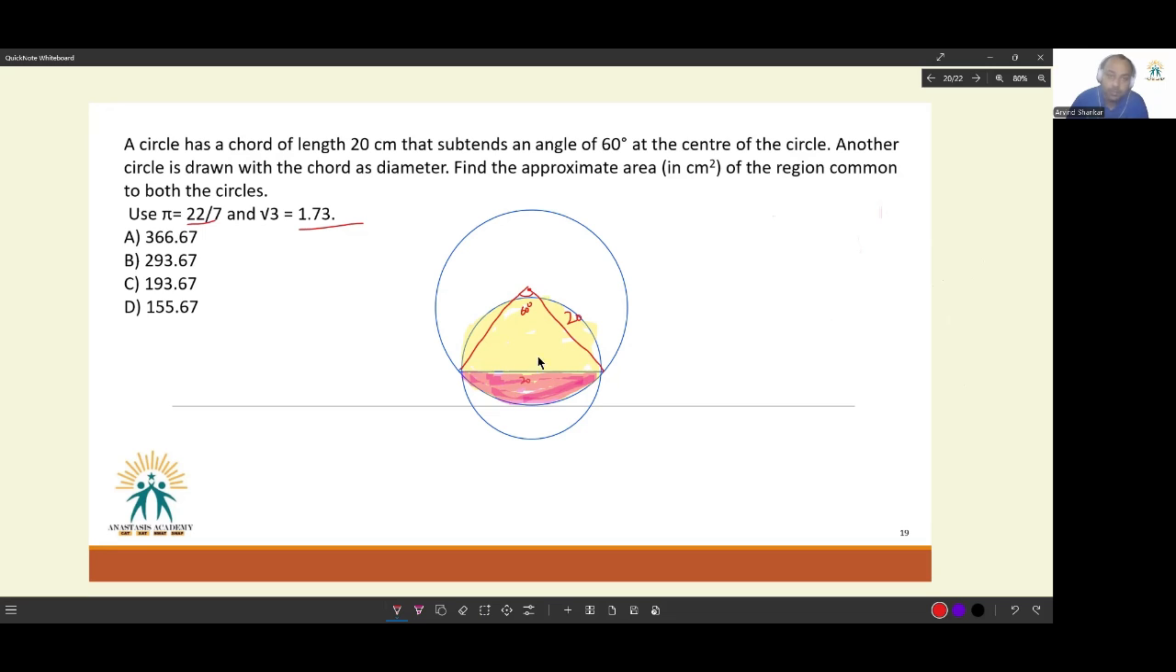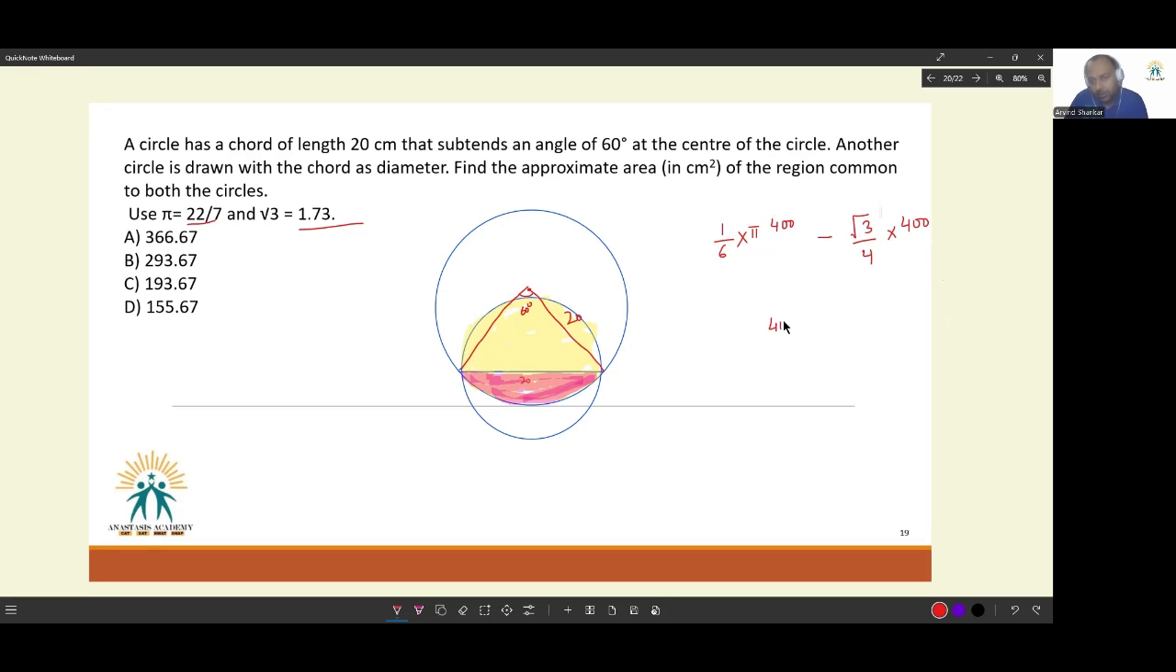Circle has a chord of length 20 centimeters, obtains an angle of 60 degrees at the center of the circle. Another circle is drawn with the chord as the diameter. Don't care. This one right now. I'm more interested in 1/6. Okay. I now know what is the problem. Last time I done 406, cancelled, made it 200 pi. 200 pi by 3 should have been the number. That is my error. Minus root 3 by 4 into 400.